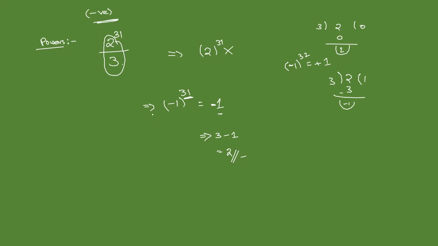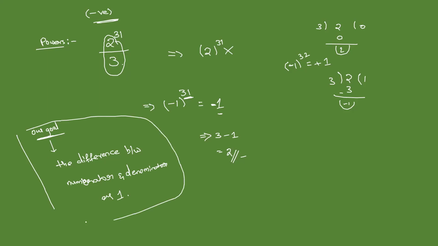Remember here, students, our goal should be only one thing. What is that goal? We should split or do any mathematical operation such that we bring that to one conclusion: that the difference between numerator and denominator is 1. This should be our goal. Keep this in your mind while solving questions, especially the questions which are related to powers.